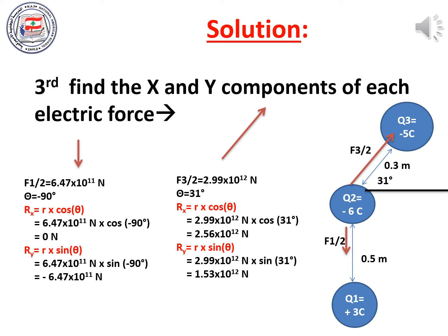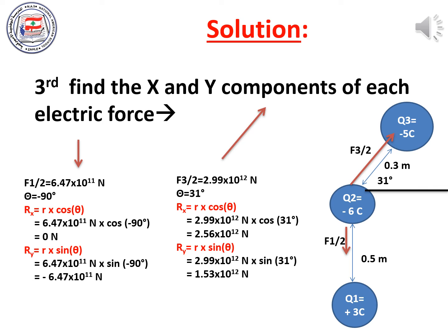Ry is equal to r times sine angle, equal to 6.47 times 10 to the power 11 newtons times sine negative 90, and it is equal to negative 6.47 times 10 to the power 11 newtons. So all the magnitude of this vector is on the y-axis and in the negative direction.